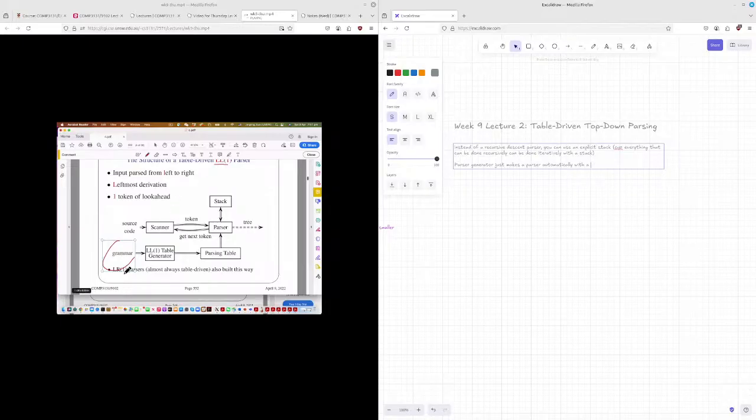But there are other kinds, like LR(1). The only difference is it discovers the rightmost derivation in reverse, but that's bottom-up parsing, which is not covered in this course. You really don't have to go there.